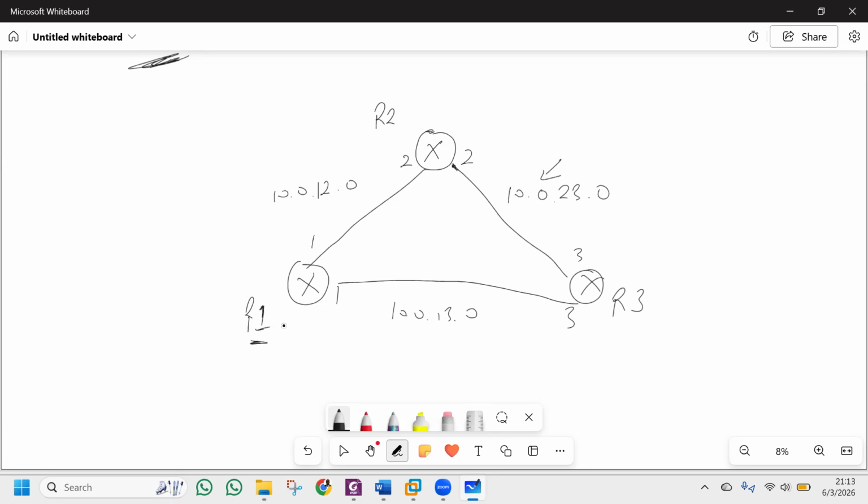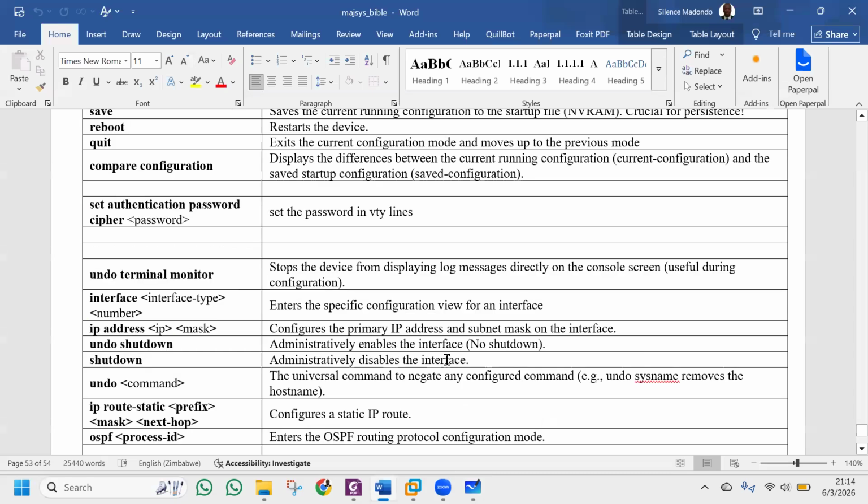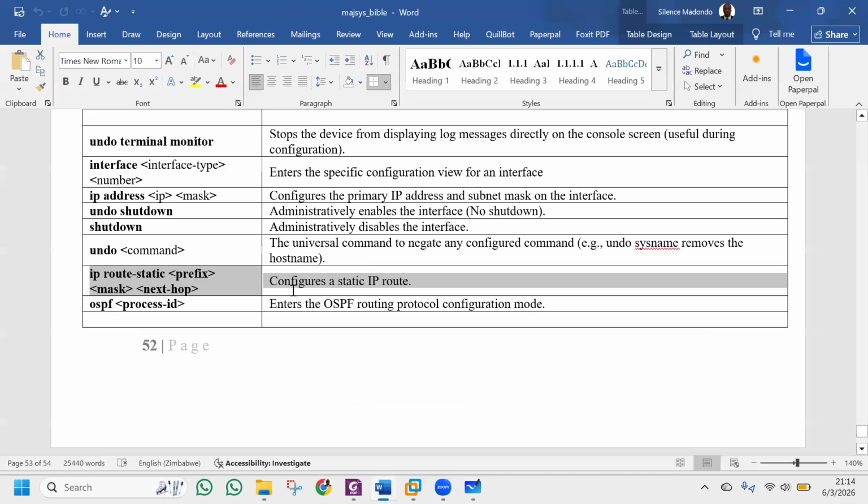So from R1's perspective, that network is unreachable, because I can get to this one via this interface and I can get to this one via this interface. So I only need to get to that network. Syntax. Today the IP route syntax becomes very important here. It's just IP route static, prefix, mask, next hop. That's it.